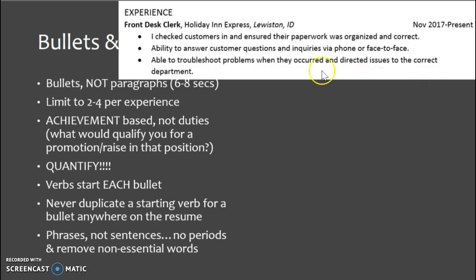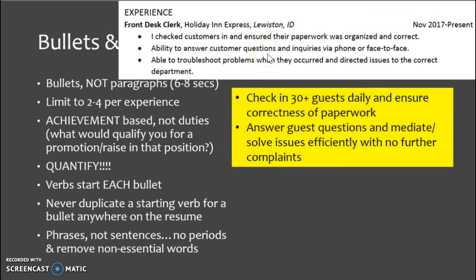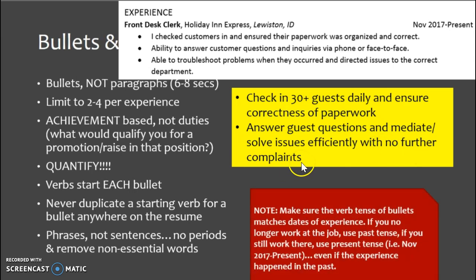I'm going to go through this super fast. So here is Grace. Here's what she has, and here's what she should actually include. I merged these two bullets together to create this. This does not start with a verb, so I actually quantify by saying how many guests. And daily is a quantification. No further complaints is also a quantification. Also, make sure the verb tenses match. If it's present, use present tense. If it's an old job, use past tense. I'm running out of time.